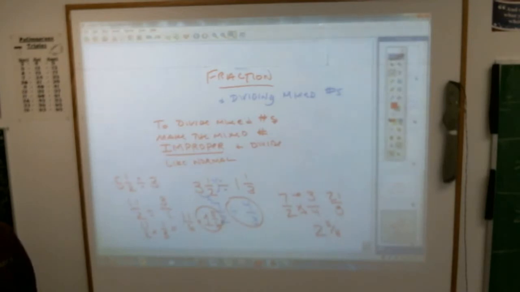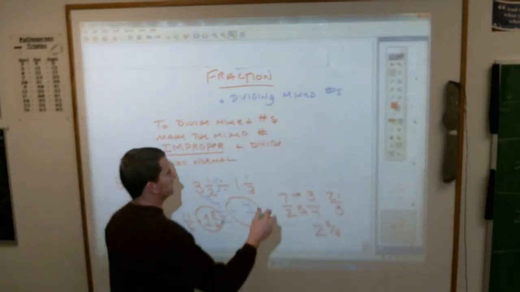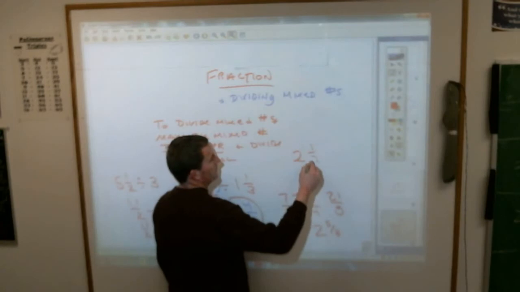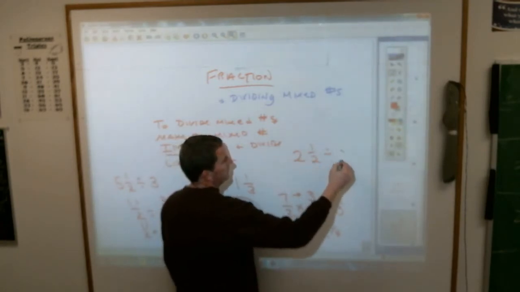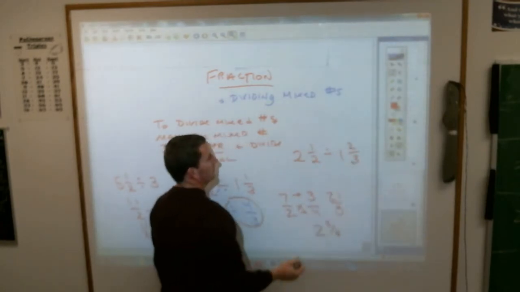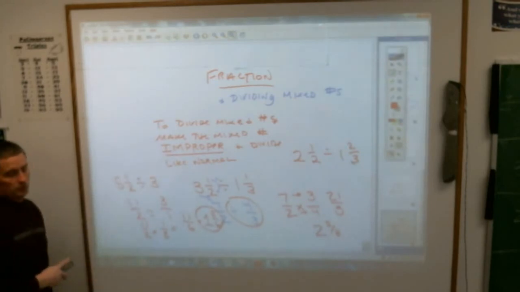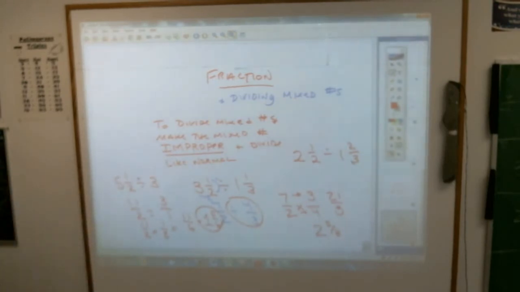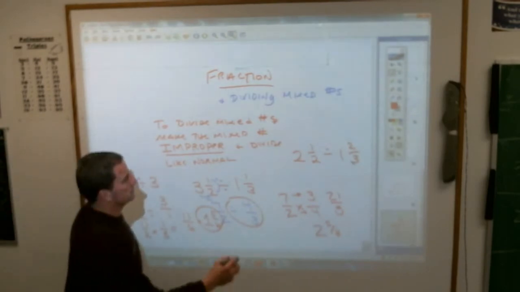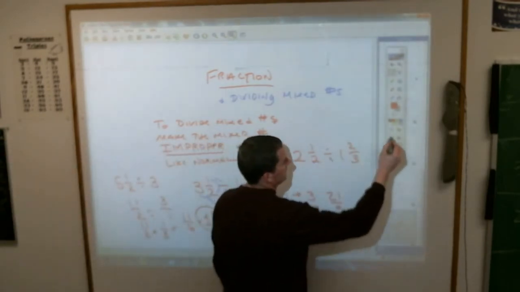How about this? 2 1/2 divided by 1 2/3. 2 1/2 divided by what? 1 2/3. How many 1 2/3 can you get out of 2 1/2? Divided by 1 2/3. Got an answer yet?